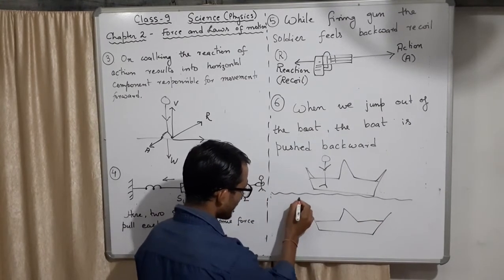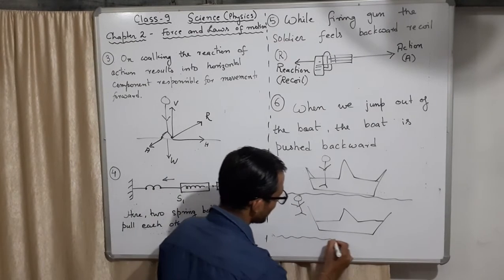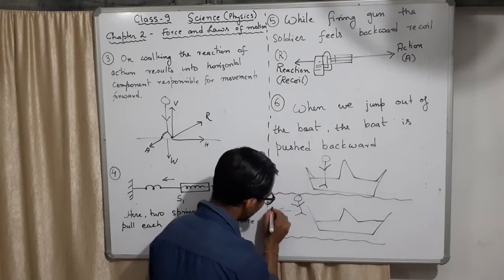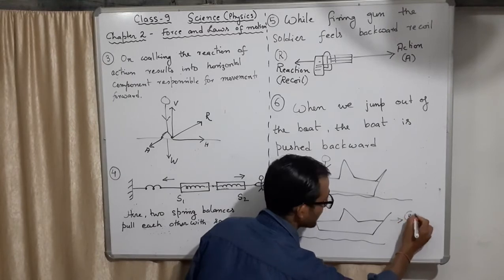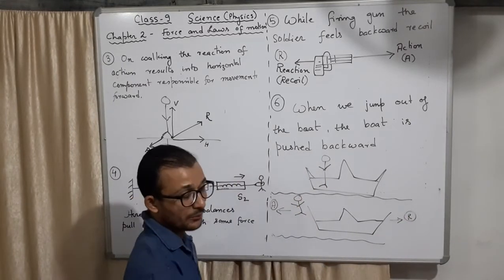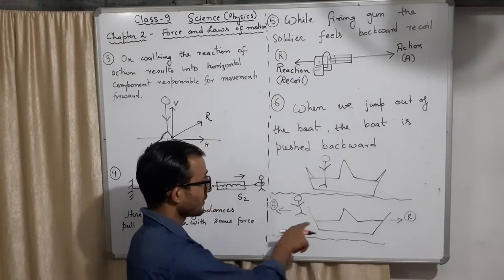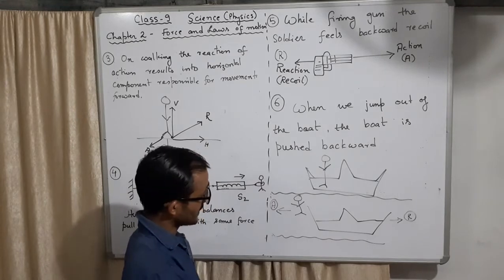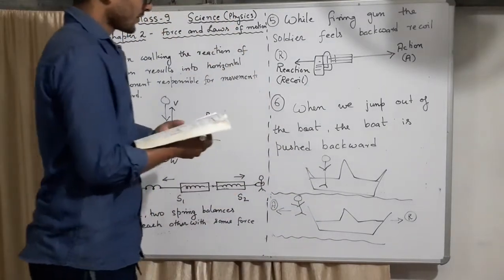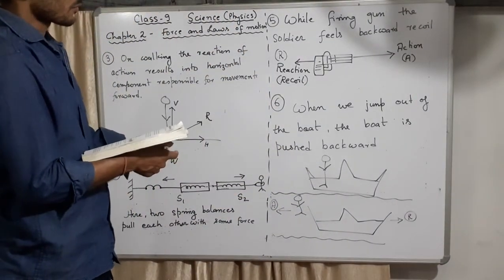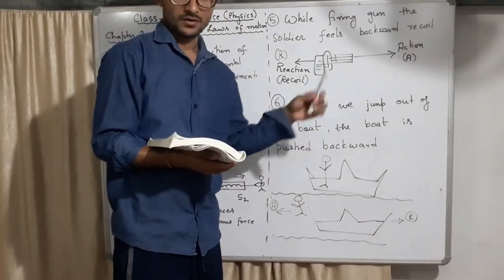When he is just about to jump, or has just come out of the boat into the water, you'll see that he is going in this direction, that is the action force. The boat will be going away. You must have experienced this, even in a small swimming pool with something on which you are sitting. Anywhere in the water, when you try to come out, you'll see the boat will go. So this is a classic example of action and reaction force. In 1 mark you can explain: when we jump out of the boat in the water, the boat is pushed backward in the water.